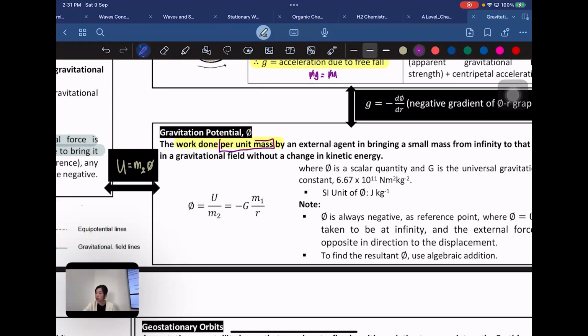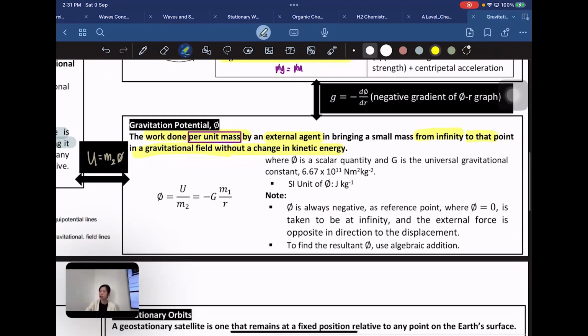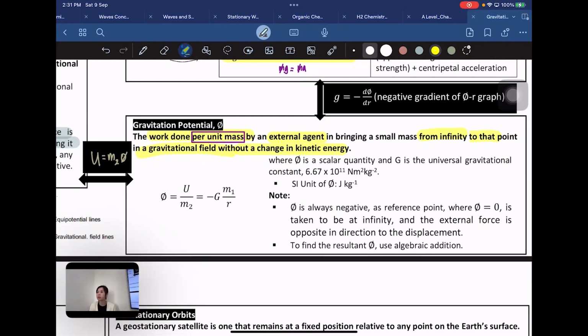Okay? So work done by an external agent in bringing a small mass from infinity to the specific point without a change in kinetic energy. It's very important that you include the words without a change in KE. Understand? Okay? So as per the formula, what does this mean?